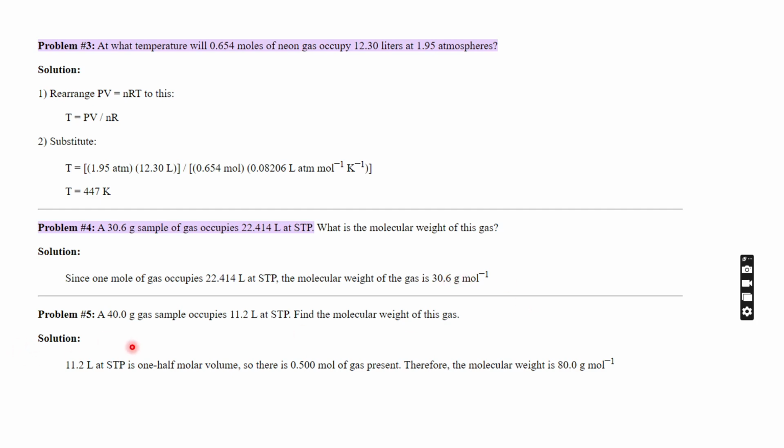Now let us see the fifth problem. A 40 gram gas sample occupied 11.2 liters at STP. Find the molecular weight of the gas. So 11.2 liters at STP means half of the molar volume, so there will be 0.5 moles of gas present. Therefore the molecular weight will be double, that will be 80 gram per mole. Okay.